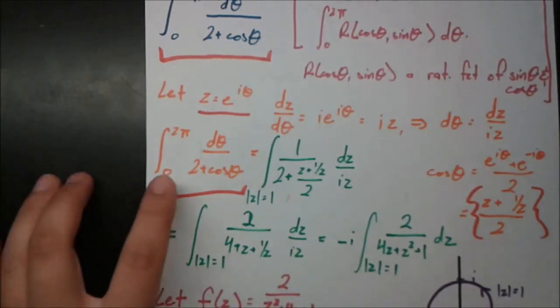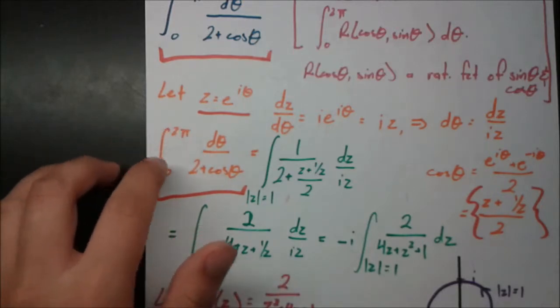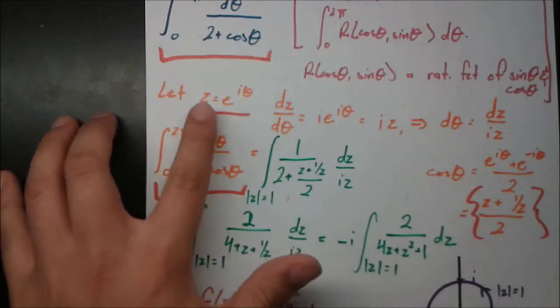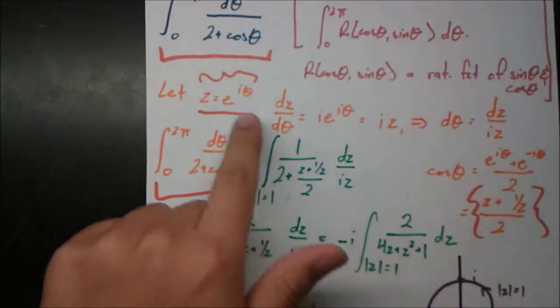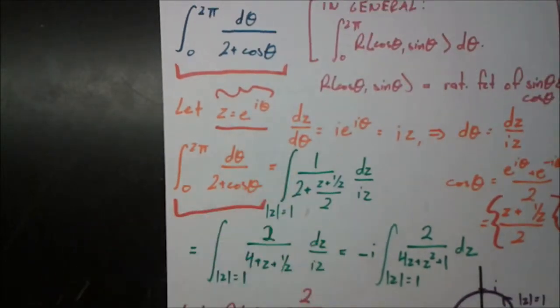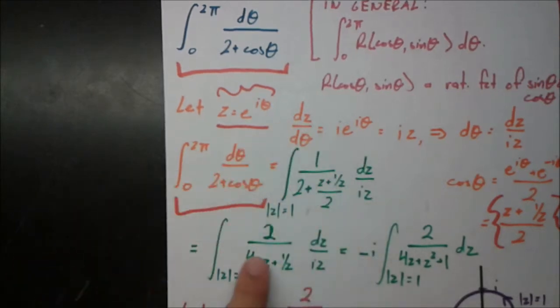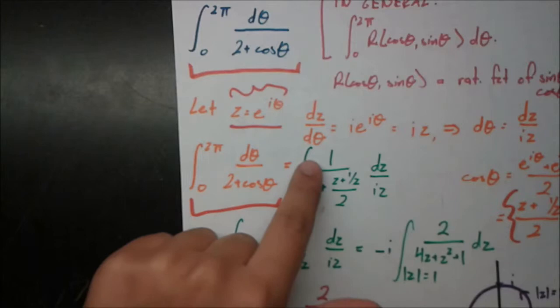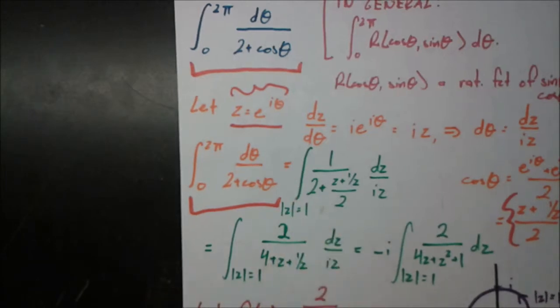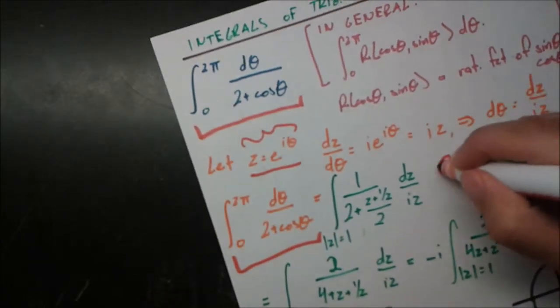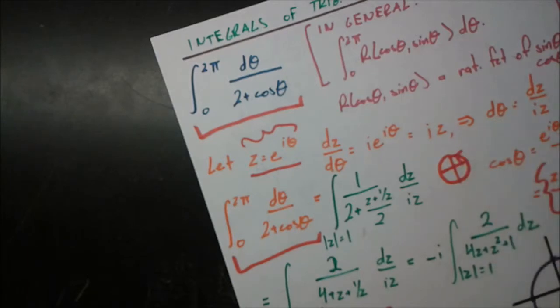So the next thing we would do is try to figure out how the limits change. They used to be from 0 to 2 pi. So as theta goes from 0 to 2 pi, what happens to z? We recognize this right here as the equation of a circle. This is a circle with radius 1, centered at 0. And as we go from 0 to 2 pi, we go around the whole circle in a counterclockwise direction. So really, this is just the integral over the unit circle in the positive-oriented direction. So we just say that's the integral over modulus z equals 1, which is another way of saying it's the integral over that unit circle in the counterclockwise direction.